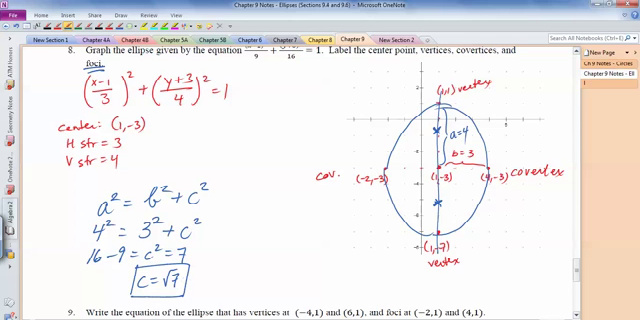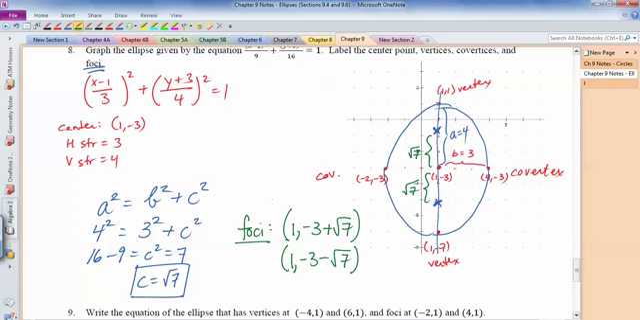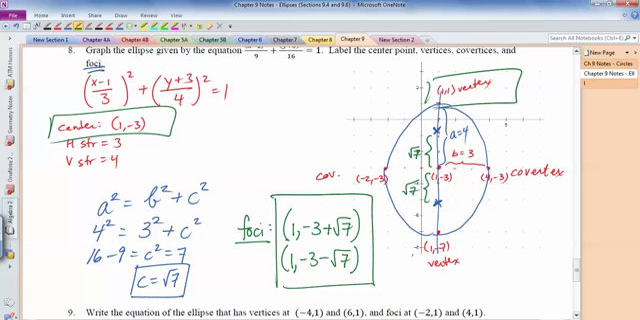So, maybe roughly here and here, let's say. So the foci, well, I know that c is root 7. So this distance is root 7 up and root 7 down. So then I know my foci, the x coordinates are going to be 1, and the y coordinate, the top one will be negative 3 plus root 7, or I got to move down root 7 from negative 3. So there are the coordinates of my two foci. Okay, and then we've got the center point, and we've got the vertices right here, and we've got the co-vertices right here. So that's everything that the question asks for.